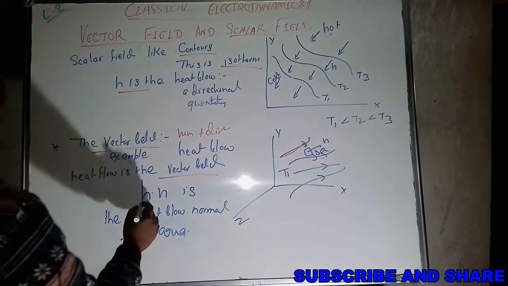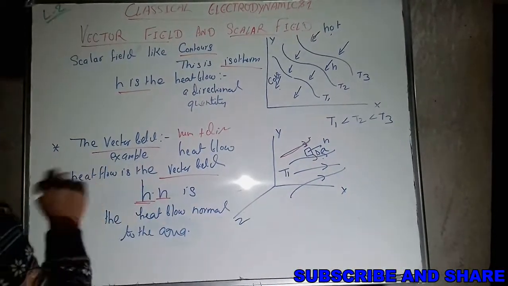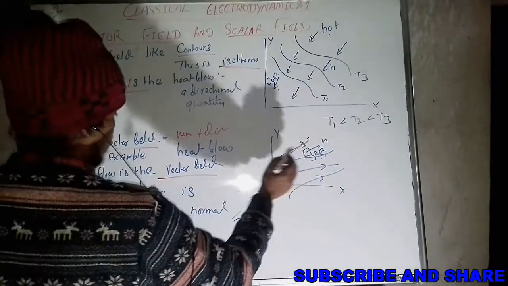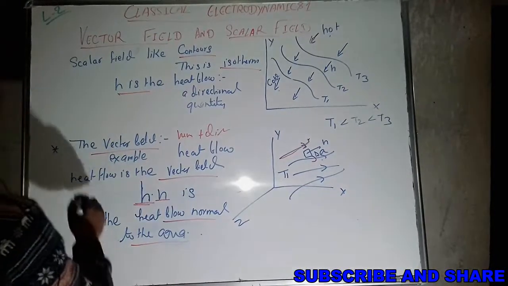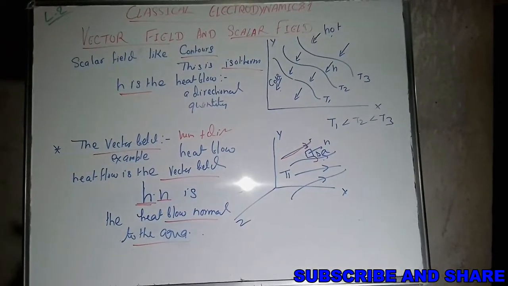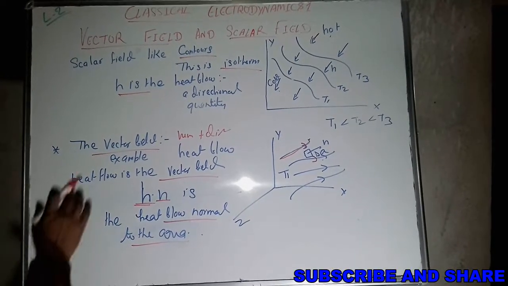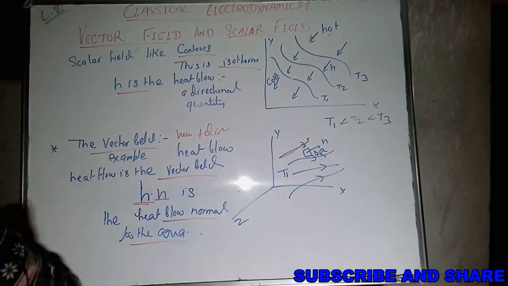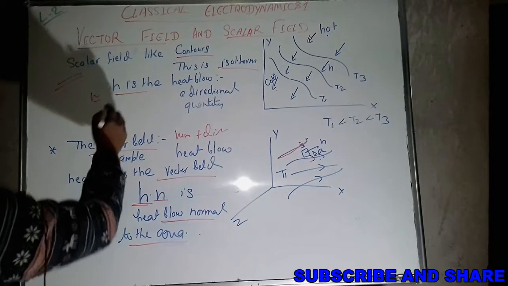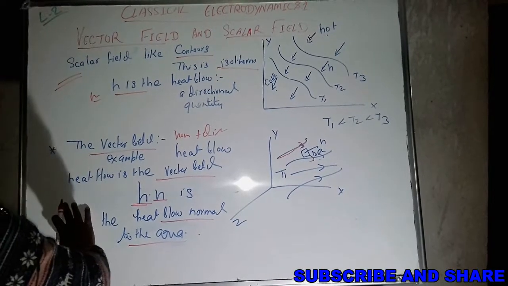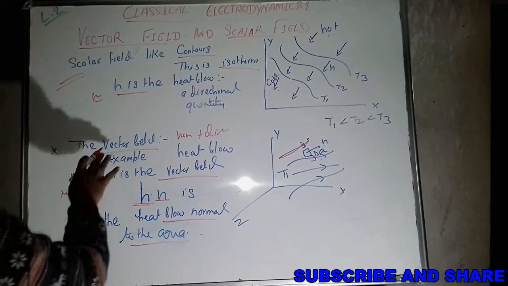And if H is the heat flow and N is the normal along the surface A, then H dot N is the heat flow normal to the area. So these are some examples of scalar field as well as vector field, and how we differentiate between them. Scalar fields are only numbers that depend on the position. Vector fields are magnitude plus direction, in which direction the vector is indicated.